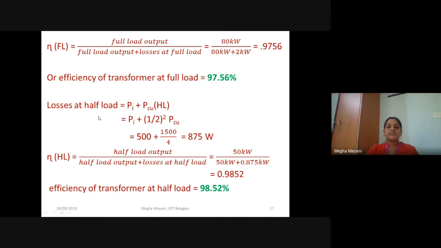So before that, we should know what are the losses, total loss at half load. So total loss at half load will be the iron loss plus copper loss at half load. So iron loss is fixed, which is 500 watts, so it is substituted. What about copper loss, friends? Copper loss is variable. It is changing with I square. It is proportional to I square R, so it will be changing with respect to n square. That is 1 by 2 square. So it will be 1 by 4.